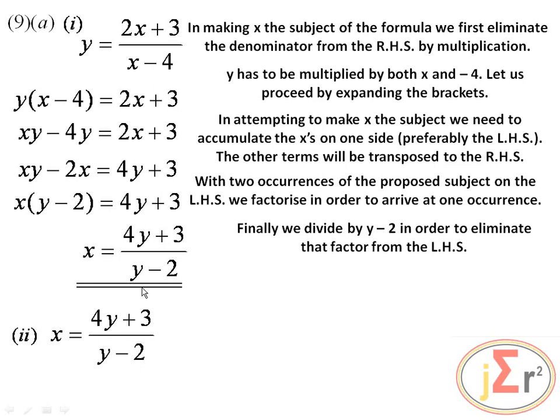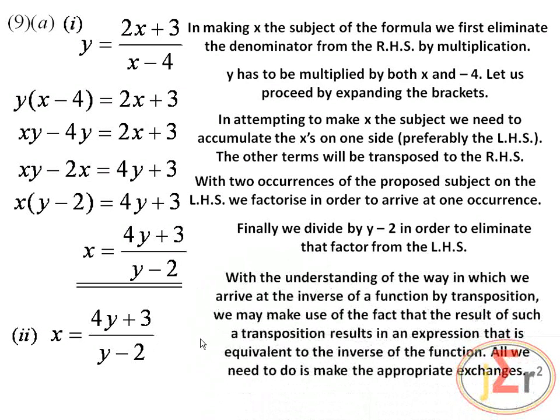There we have the exact same thing right there, and we are required to use this to write down the inverse of a function. With the understanding of the way in which we arrive at the inverse of a function by transposition, we may make use of the fact that the result of such a transposition results in an expression that is equivalent to the inverse of the function. All we need to do is make the appropriate exchanges. So we were required to transpose this, and we have done that. Then we are required to write down the inverse of a function.